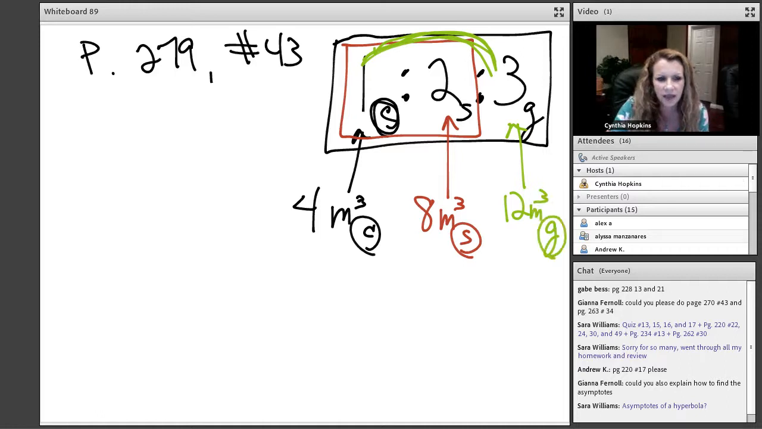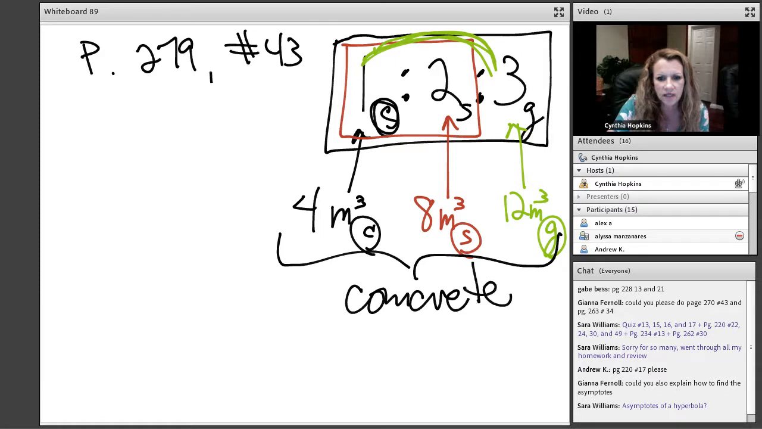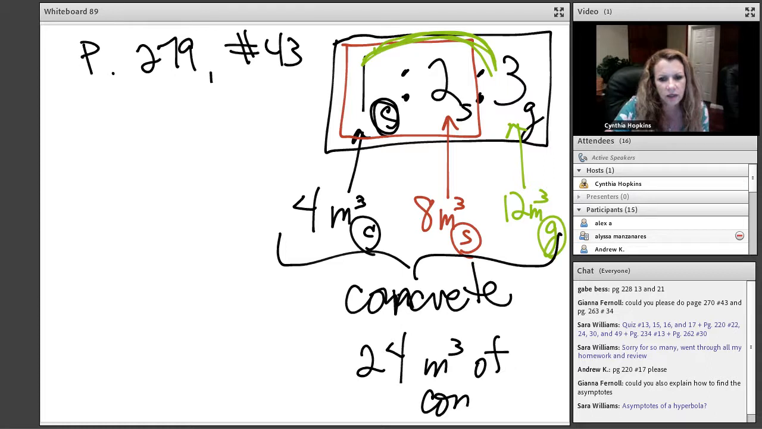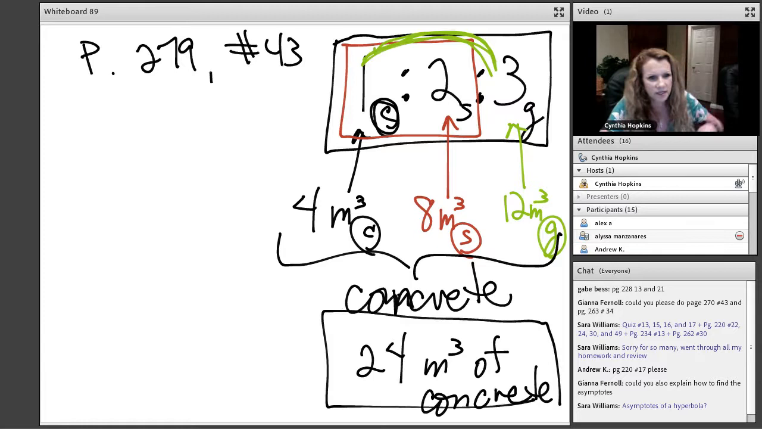So we said that when you add all 3 of those things together, cement and sand and gravel, you get concrete. And they said, how much concrete would you have? So I'm going to add up the 4 and the 8 and the 12, and I get 24 cubic meters of concrete. And that is your final answer. Okay, does that make sense? Okay, that was Gianna's first question.